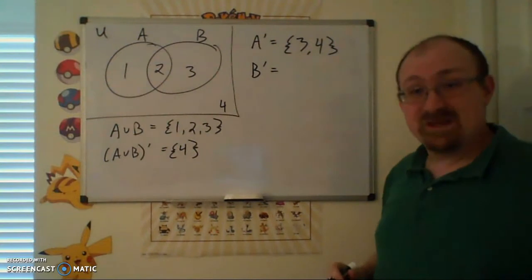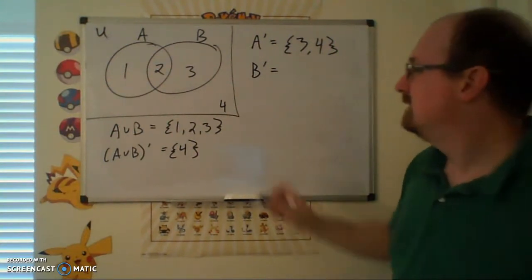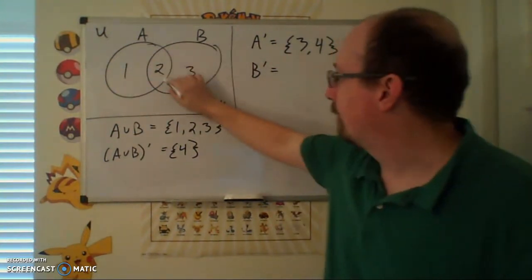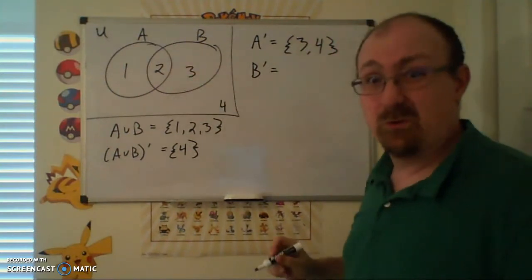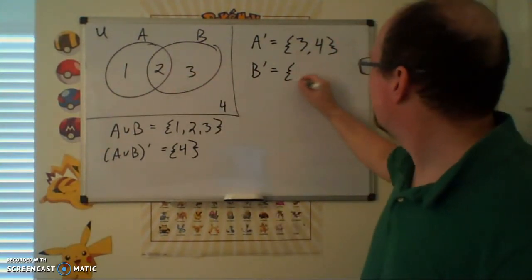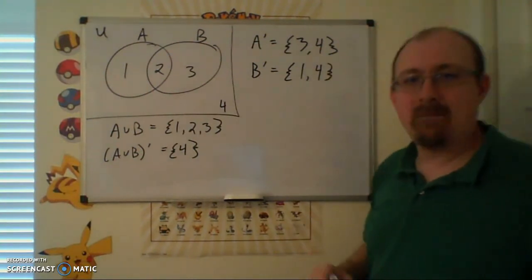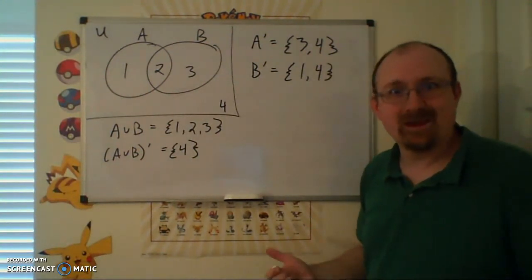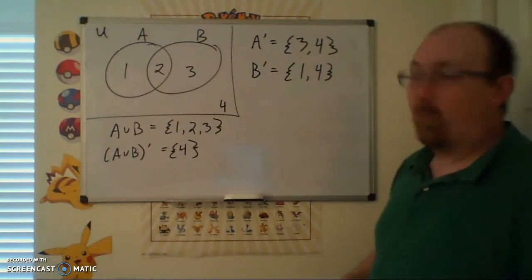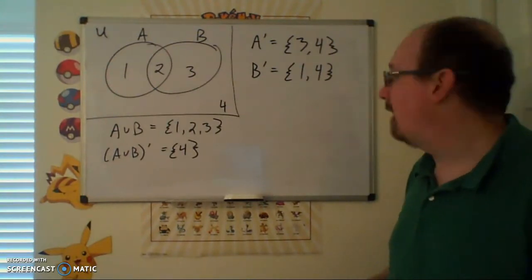Anyway, so then we'll do the same thing for B complement. So what's outside the circle for B? Well, 2 and 3 are on the inside. That leaves 1 and 4. And there we go. I messed up when I said something. That's what I get, right? So 1 and 4 make up B complement.